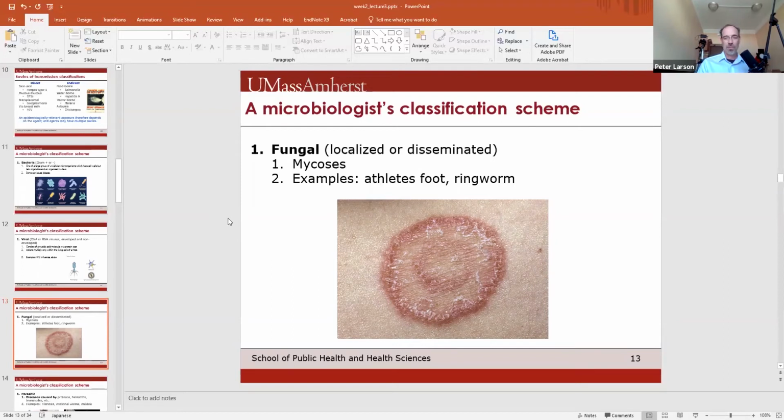This is a ringworm infection here. And anyone who's had ringworm knows that it's incredibly difficult to treat. It takes a long time to treat. Athlete's foot is the same. It's not easy to treat. And toenail fungus is another one that's very difficult to treat, and it tends to stick around for a long time.